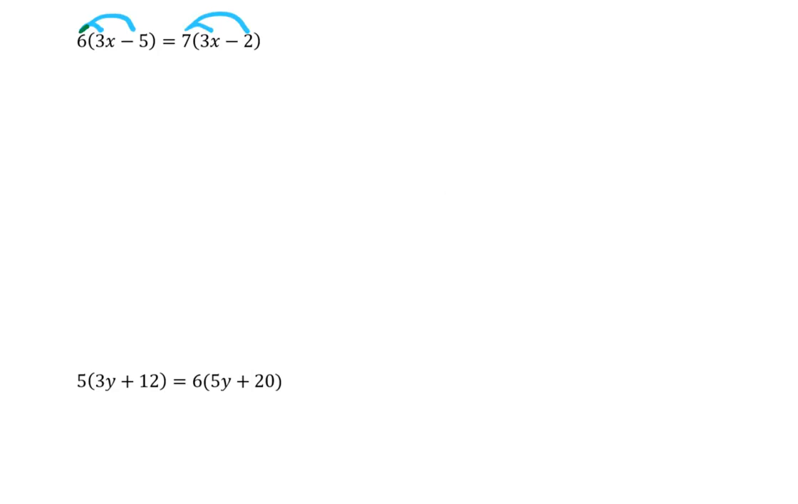All right, 6 times 3x is 18x. 6 times minus 5 is minus 30. That is equal to 7 times 3x is 21x. 7 times minus 2 is minus 14. Okay, let's solve this now.